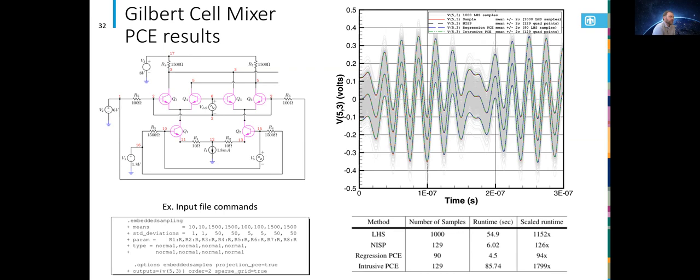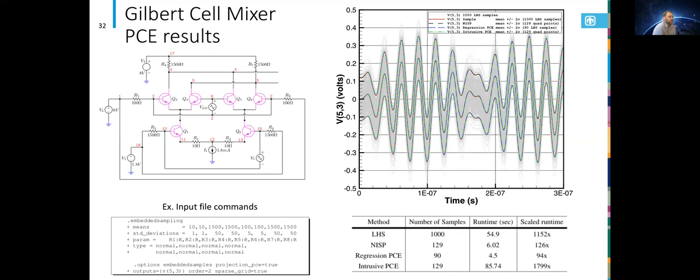And so I also compared these in terms of runtime versus just running the calculation once. How much more time did it take to do these various calculations? In the case of Latin hypercube sampling, since I did 1,000 samples, naturally you'd expect the runtime to be on the order of 1,000 times longer. And there's a little bit of overhead in terms of setting that up, so the scaled runtime for that was slightly more than 1,000x.